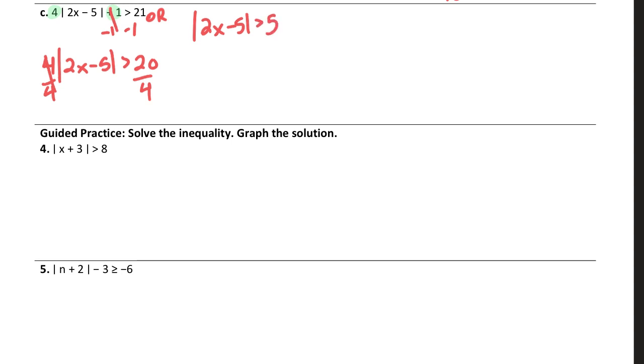So that's the thing to notice, we talked about this last time, we do have to isolate that absolute value. So my or inequality is going to be 2x minus 5 is less than -5, or 2x minus 5 is greater than +5. And I should have written my or in there.